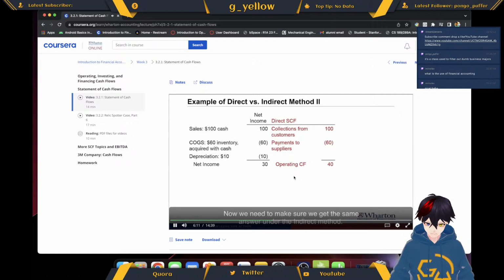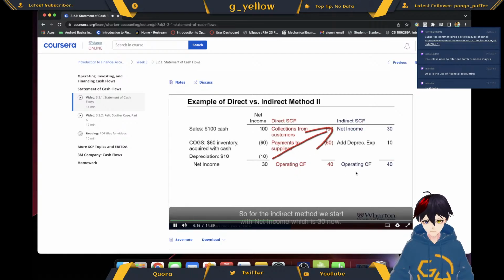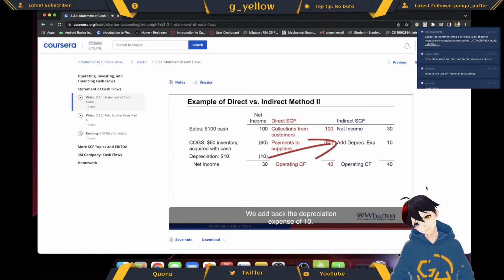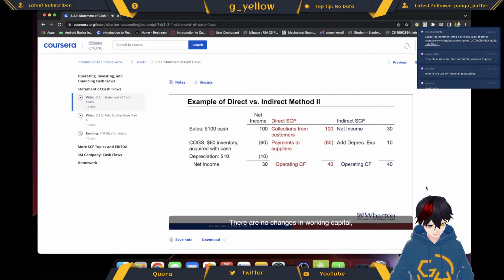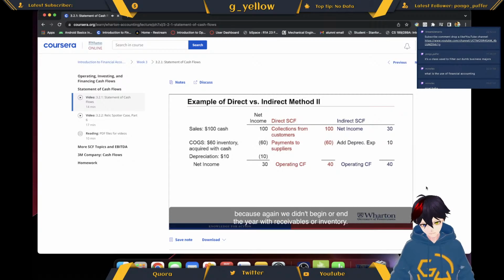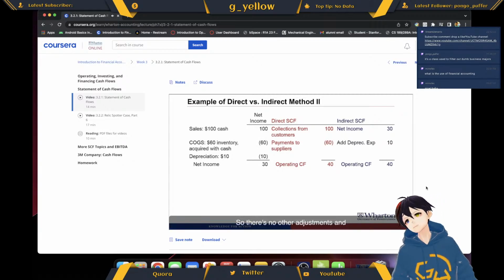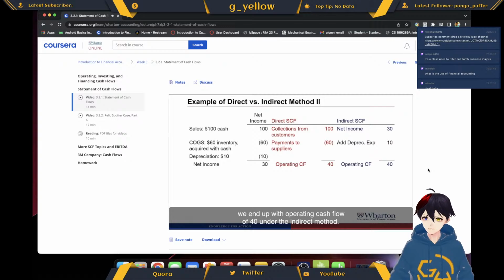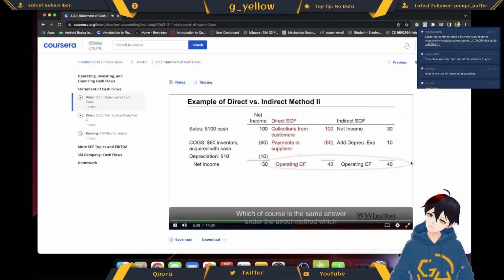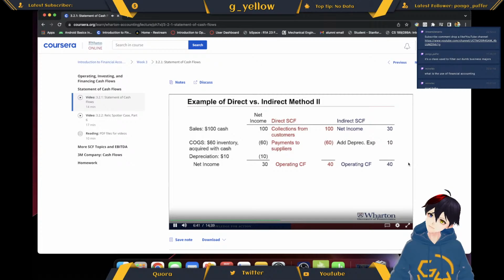Now we need to make sure we get the same answer using the indirect method. So for the indirect method, we start with net income, which is 30. Now add back the depreciation expense of 10. It's a non-cash expense, so to remove it from net income, we add it back. There are no changes in working capital because, again, we didn't begin or end the year with receivables or inventory. So there's no other adjustments, and we end up with operating cash flow of 40 under the indirect method, which, of course, is the same answer as under the direct method, which always has to be the case.